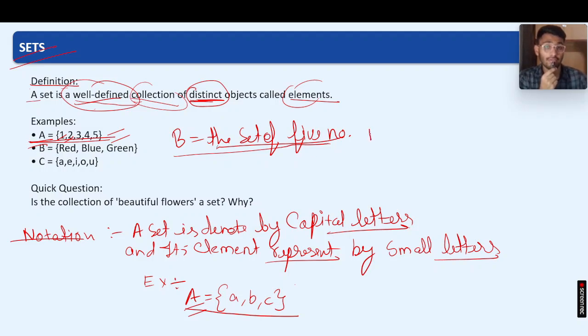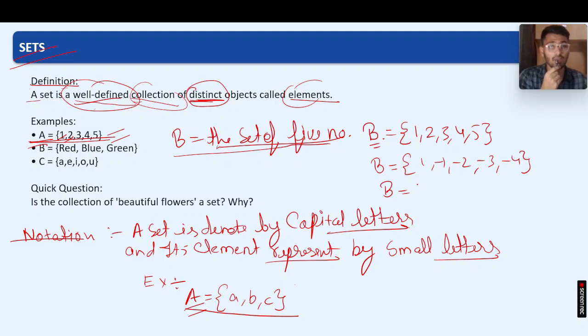You can just say one person A would say that set B would be 1, 2, 3, 4, 5, and there's another person who's just saying that set B would be 1, minus 1, minus 2, minus 3, minus 4, anything. Another person is saying in another way. So in this way, you can't say anything about this set. You are not able to write the elements of this set. You can't say what are the distinct elements of this.